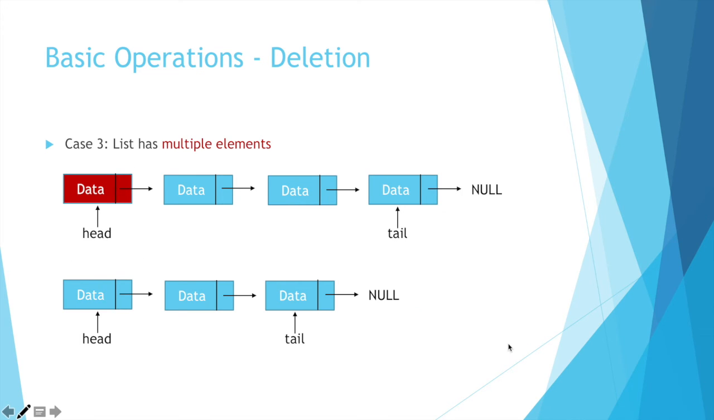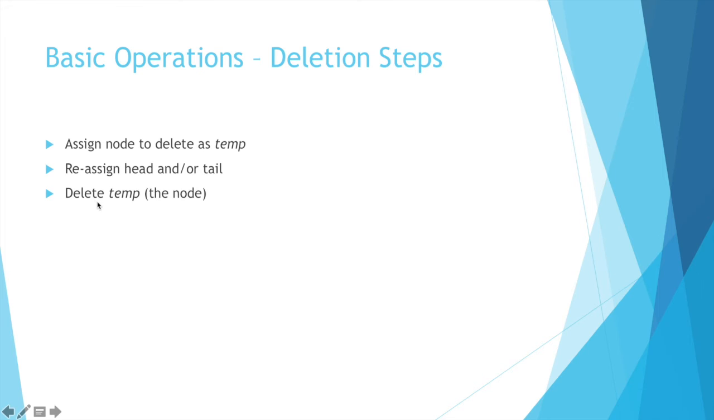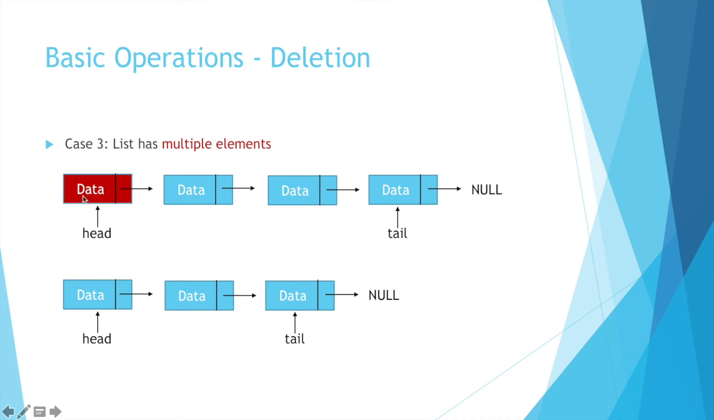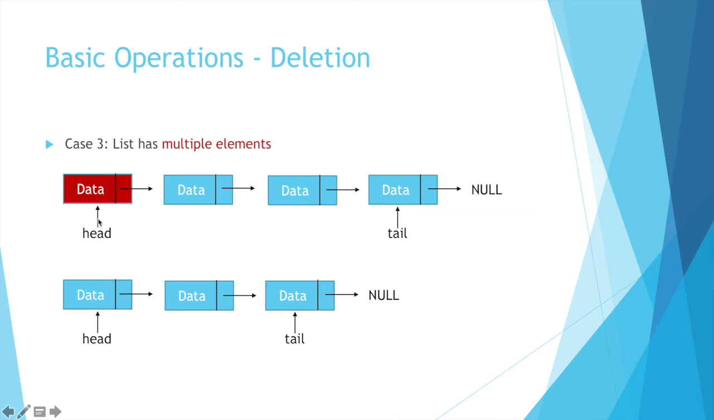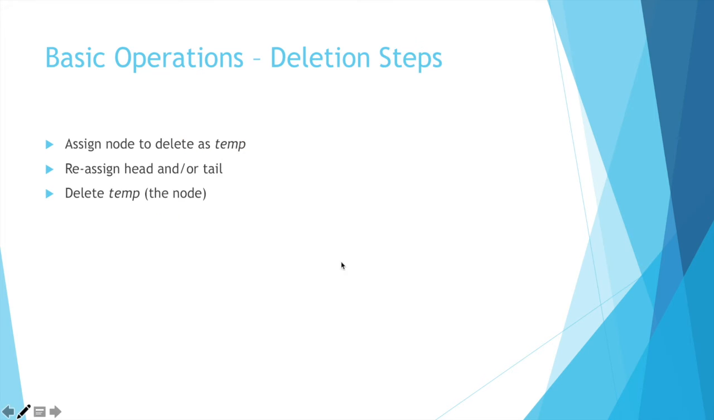Then case 3, we have multiple elements. So here we have a list of 4 elements. Head is this, tail is this. You want to remove this particular element. After removing, we basically want head to get reassigned to the next element, which is what is happening over here. We delete this element, head is this, tail remains this. So these are the 3 cases. It's similar to insertion.